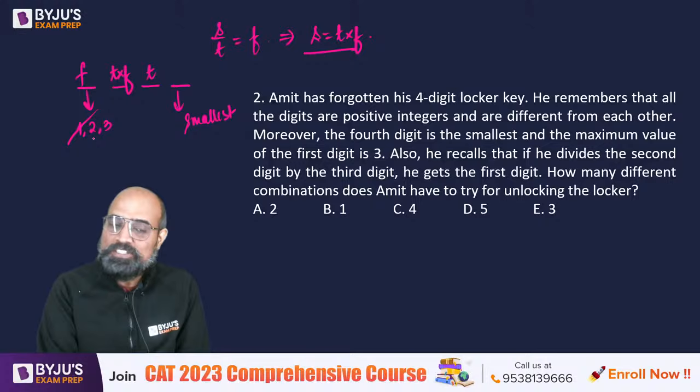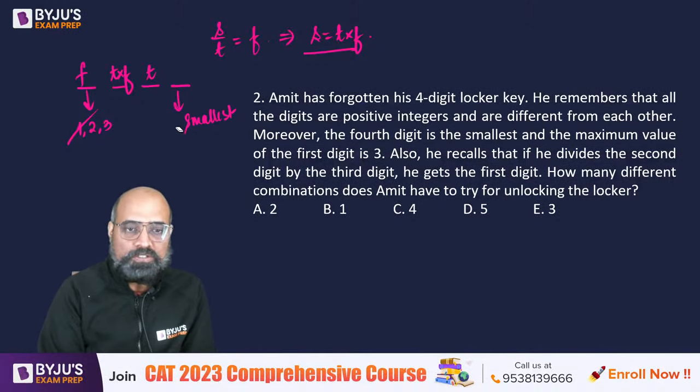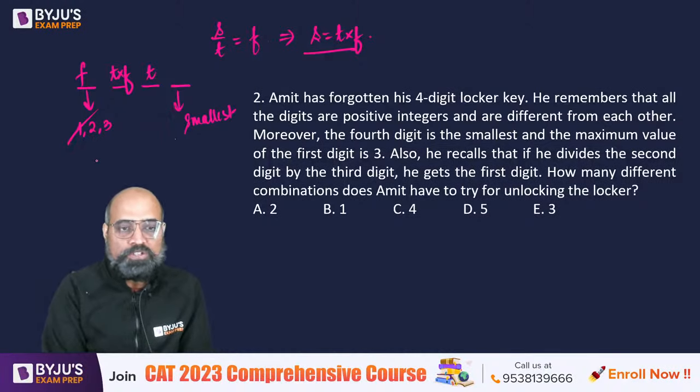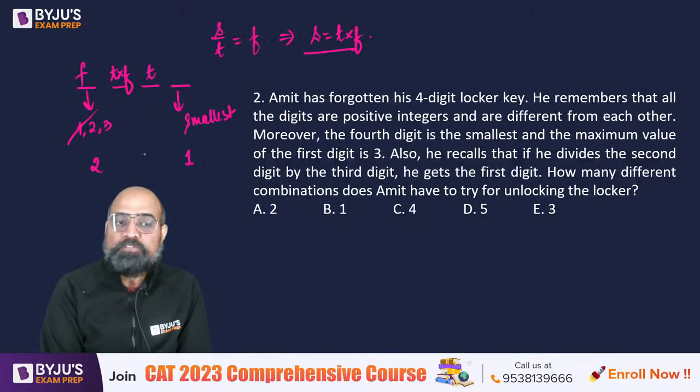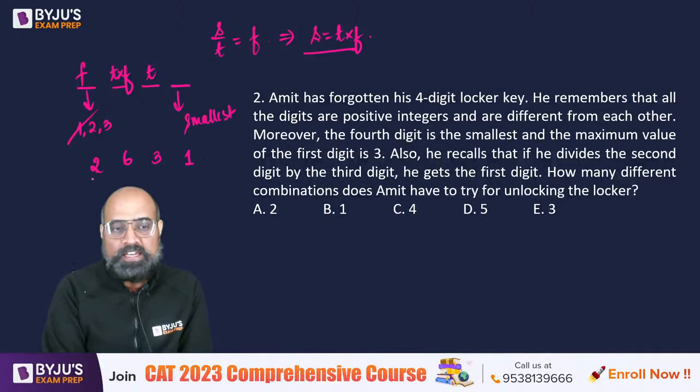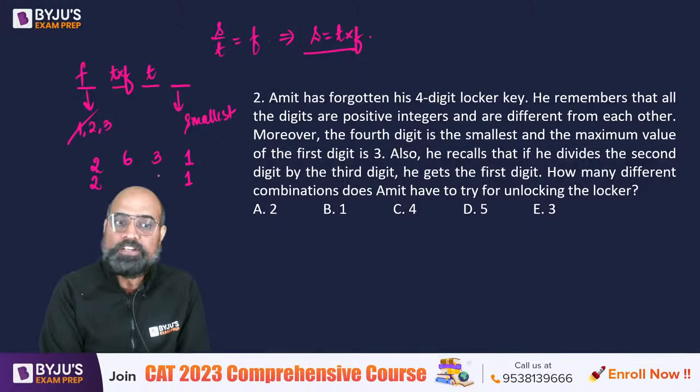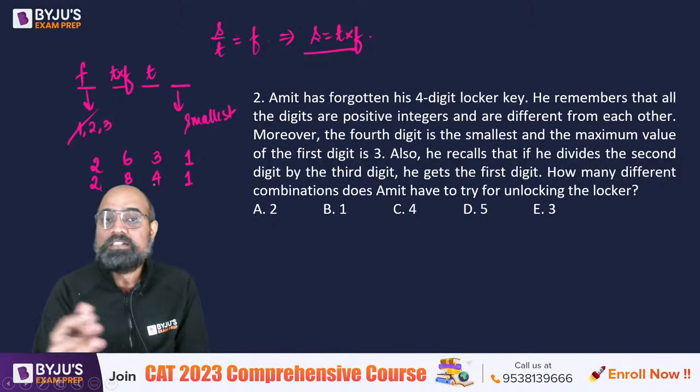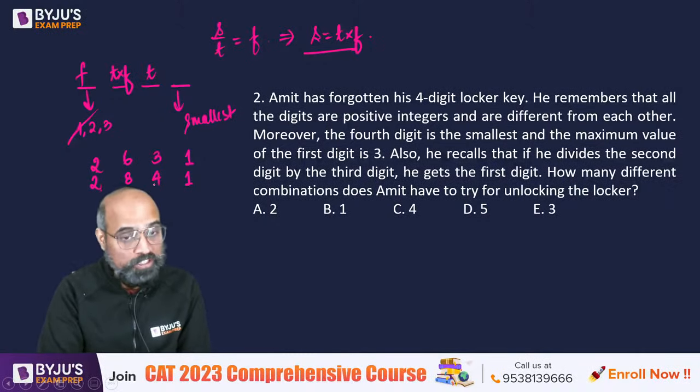If the first digit is 2, then the smallest digit you can have is 1, right? So I'll write it below. If this is 2, this is 1. Then the third digit can't be 1 or 2. The next possibility is 3, such that 2 into 3 is 6. First scenario. Next, if this is 2, this is 1, the next possible value for the third digit could be 4, such that 2 into 4 is 8. Now, if I take the third digit as 5, I'll have a 10, which is not a digit. So with 2 we get 2 scenarios.